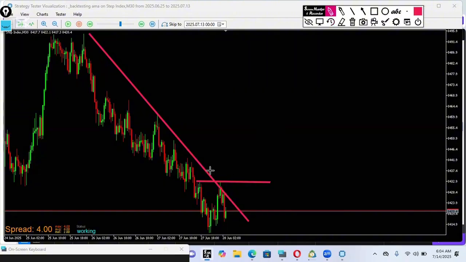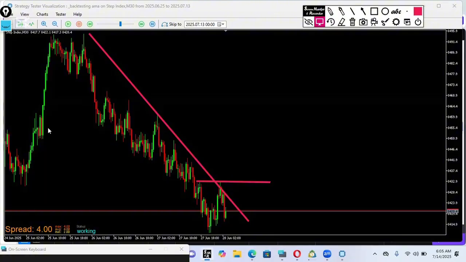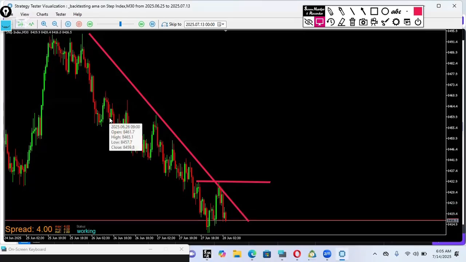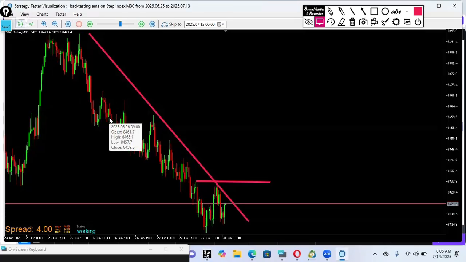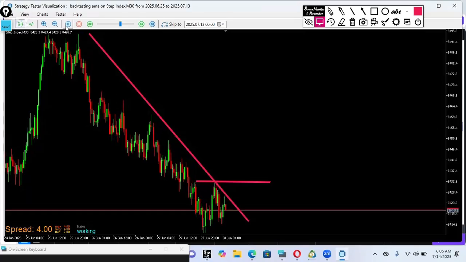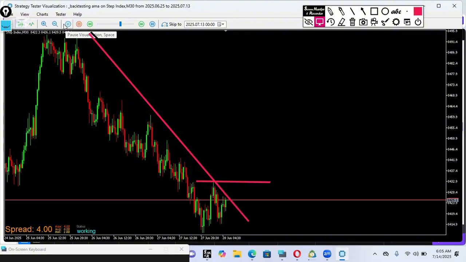Okay, so right here we have a break of trend line, but this high has not been broken, which will be our change of character. This high has not been broken, so you do not have any trade yet. So you're just going to wait. You're just going to hold on and see price break the trend line as well as the initial high, which is going to be a change of character.